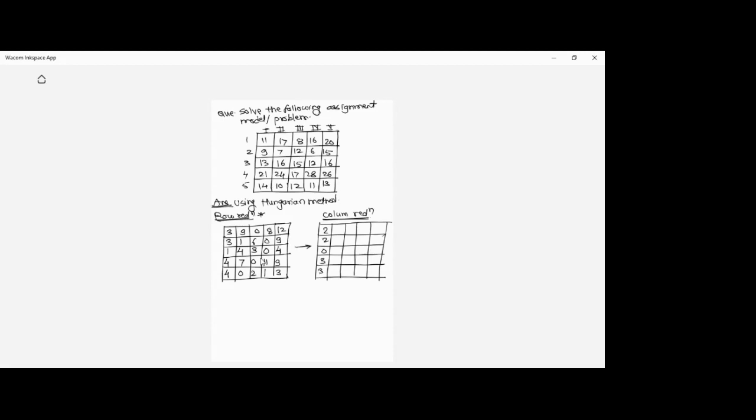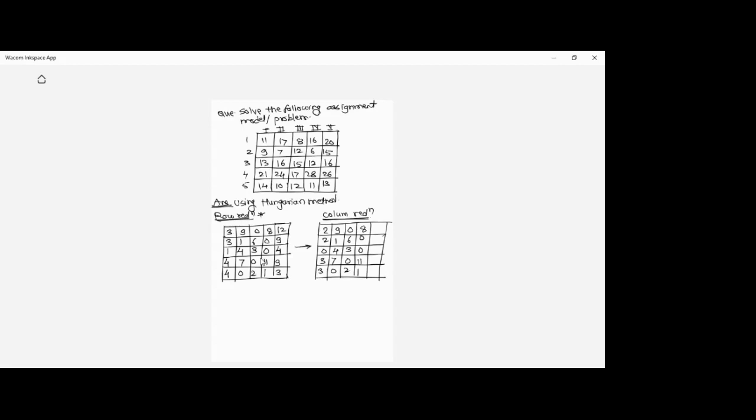Right. Similarly, in the second column we have 0 as the minimum value, so that column will remain as it is. In the third column also 0 is the minimum value, so this column will remain as it is. In the fourth column again 0 is the minimum value, so this column will remain unchanged.